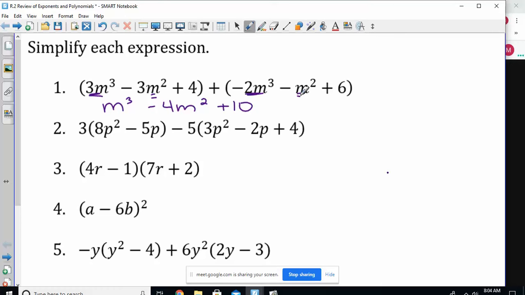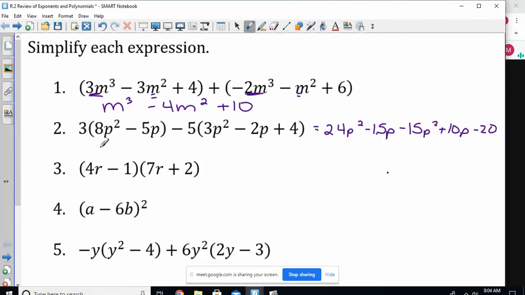Number 2, what's the first step? Okay. If I take my 3 through, that gives me 24p squared minus 15p. What do I need to distribute on this one? Negative 5. So that's negative 15p squared plus 10p minus 20. So there's that minus. Make sure you run your negative through. Add like terms.